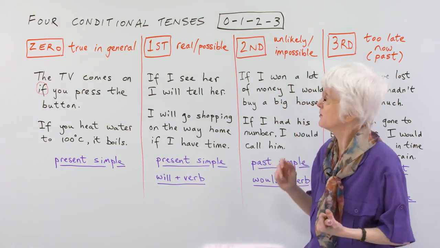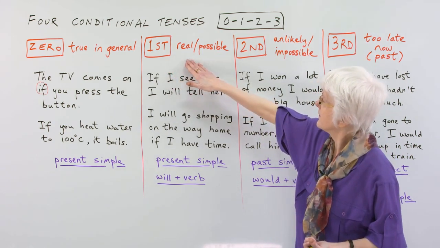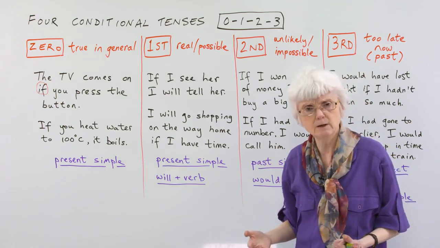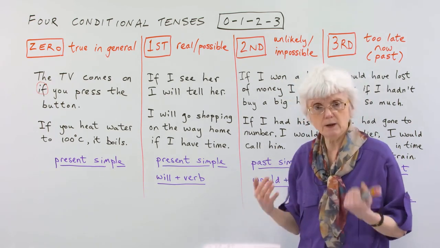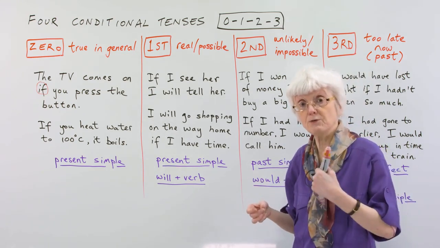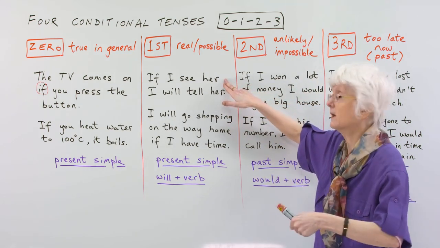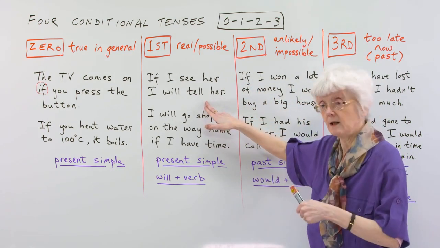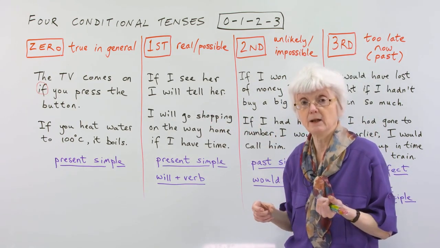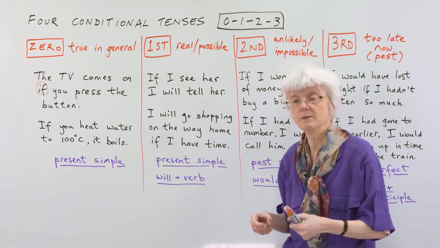Right, so let's move on to the 1st conditional, and these are things which are real things in real life, things which are possible, things that you feel are possible. So, if I see her, I will tell her. If you see your friend, you have something to tell her. So if I see her, I will tell her.